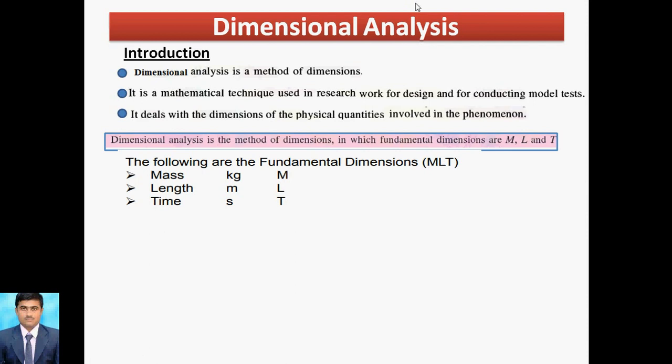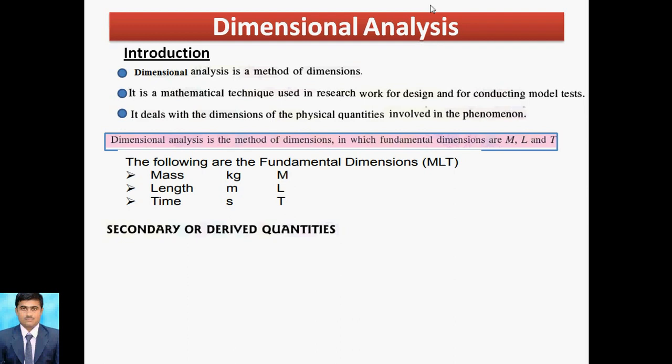Now we know that dimensional analysis is the method of dimensions. The fundamental dimensions, as known to you, are mass, length and time. Mass we can express in terms of kg, but we write it as capital M. Length is in terms of meter, and we take it as capital L. Time we write as capital T. So these are called fundamental dimensions, or fundamental quantities.